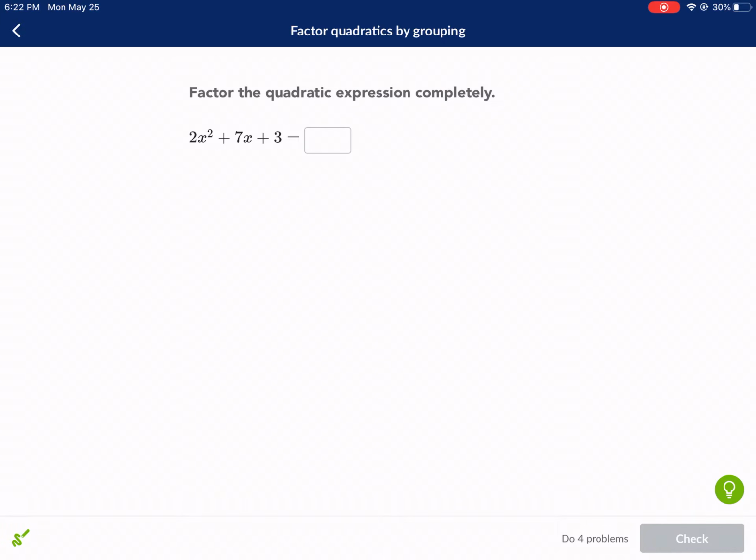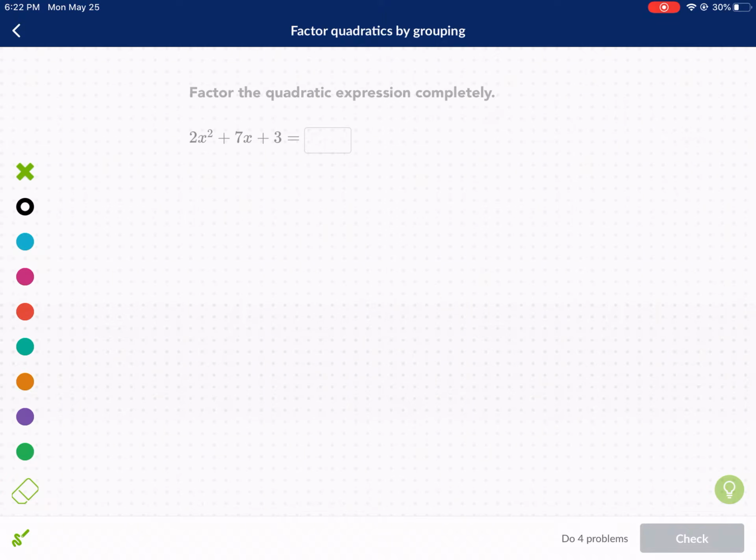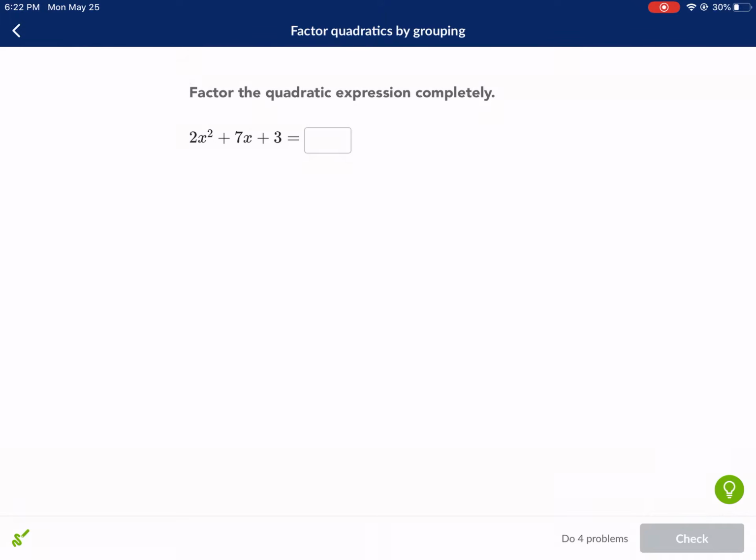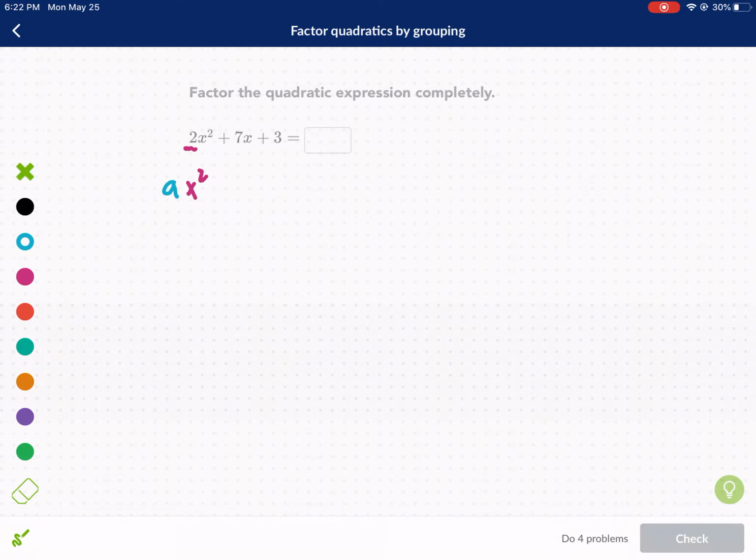Today we're going to be doing factor quadratics by grouping in our Khan Academy tutorial. This exercise is talking about factoring different quadratics, mostly with a leading coefficient greater than 1. So here we have x squared. Usually we like factoring when it's just x squared by itself, but we have to get comfortable with factoring with a term in front of it. So here we have 2x squared plus 7x plus 3. And we need to factor this.